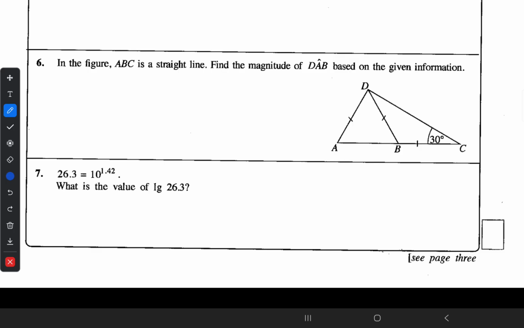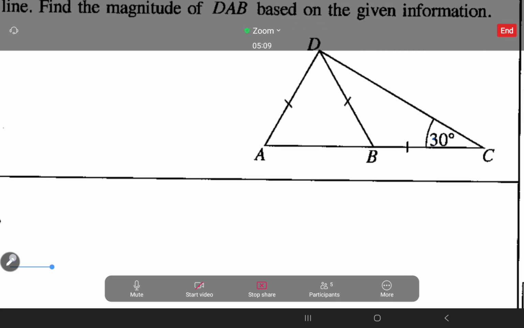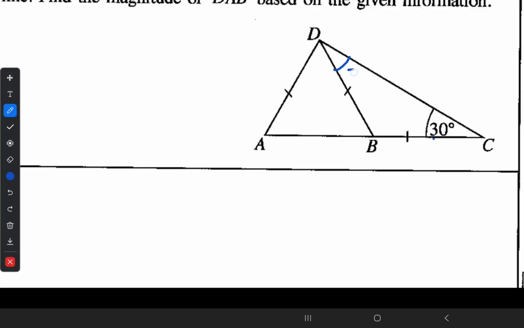In the figure, ABCD is a straight line. Find the magnitude of DAB based on the given information. DAB means this angle. This is what we need to find. Before that, ABC is a straight line. This is 30. Look at this, this is an isosceles triangle, so this angle also would be 30 degrees. This is 30, this is also 30. That means this obtuse angle would be 120.